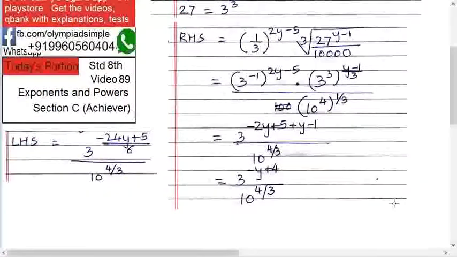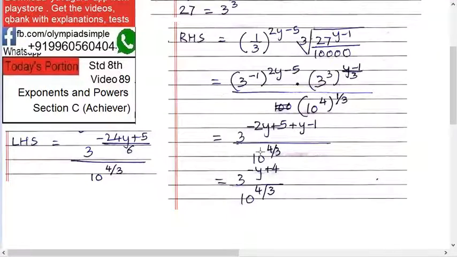Okay. Next. Then 3 raised to, what does this become? Minus 1, 2y minus 5, into 3^3 into (y-1)/3. This 3 and 3 get cancelled. So what remains? 3 raised to, this minus 1 will be multiplied with 2y and minus 5. So it becomes 3 raised to minus 2y plus 5, right? And the bases are same, so we will immediately add them. Plus y minus 1. This y minus 1 as it is.